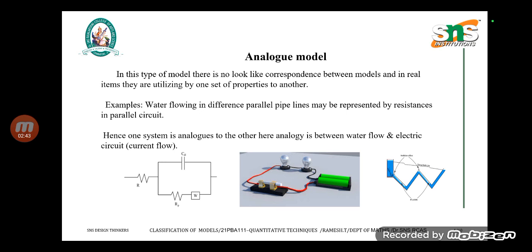Here, the analogy is between water flow and an electric circuit. For this example, an electrical circuit is there. Likewise, we construct a water flow in the building. So these are all called analog models. Therefore, an analog model is not a look-like presentation. It is an analogy between one set of objects and another set of objects.